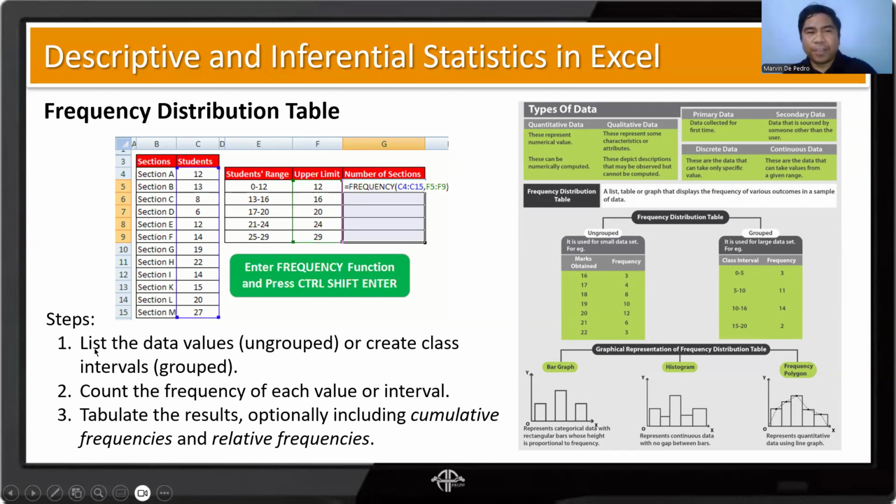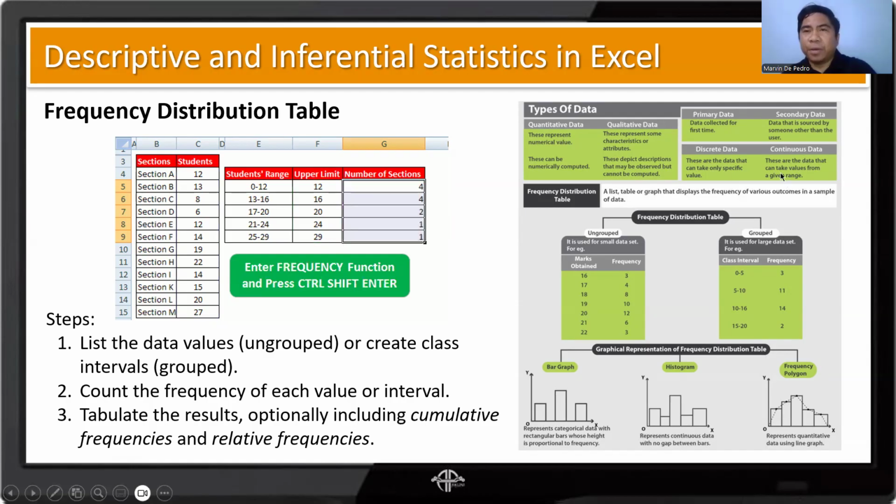So the steps: first, we list the data values, which are ungrouped, to create class intervals. So these are our class intervals, one class interval, another class interval, and so on. After that, we count the frequency using this formula, the one being shown here. Then tabulate the results, optionally including cumulative frequencies and relative frequencies. I guess we're going to talk about that in a while.